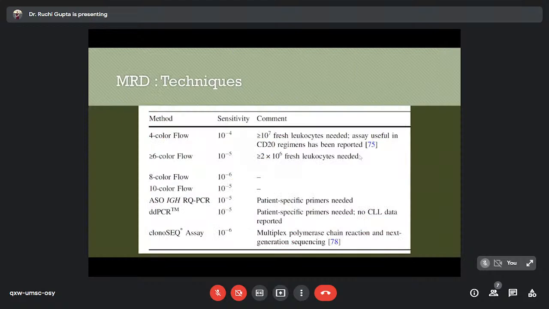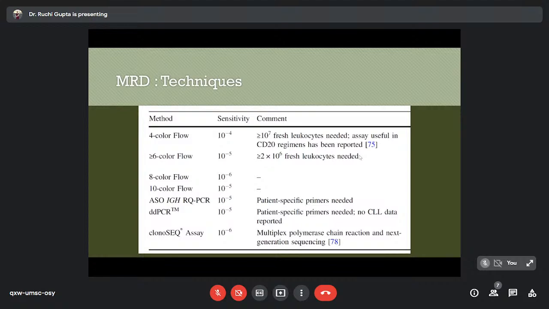So how do you do MRD? The same. You can use 4-color flow, 6-color flow, or 8-color flow. The advantage of flow is that it is very easy in centers which are doing routine hematology flow. But the disadvantage is that you require fresh samples.